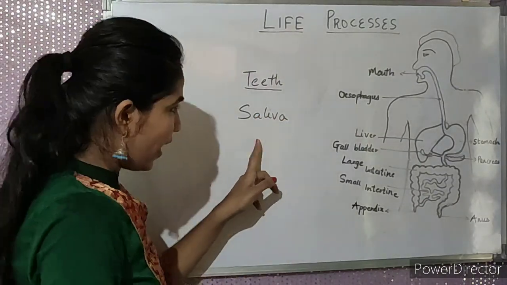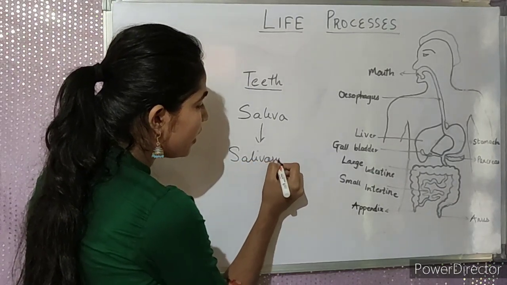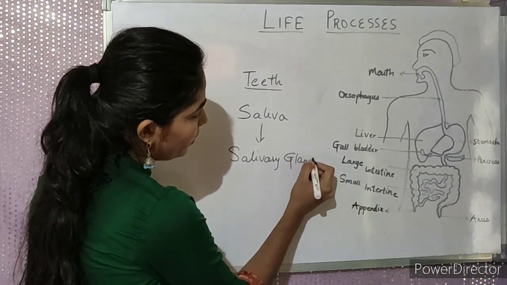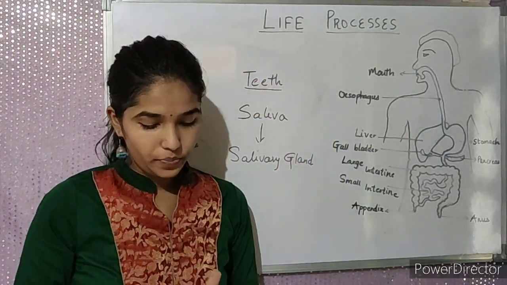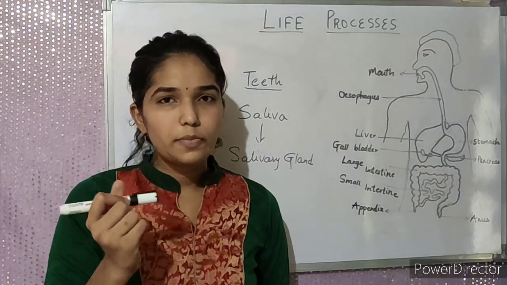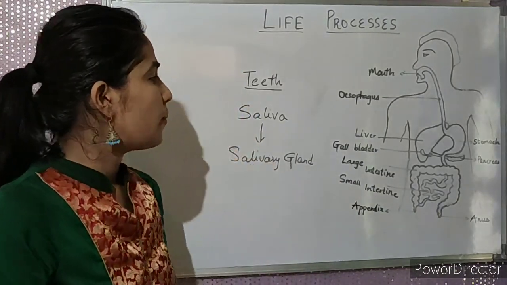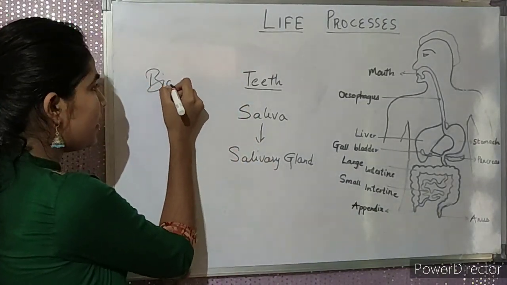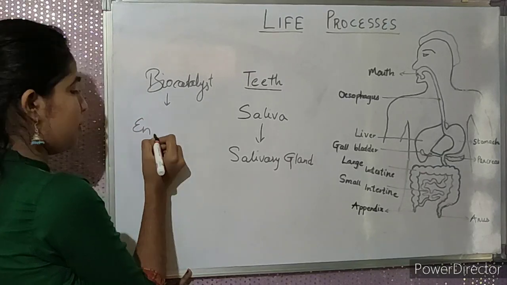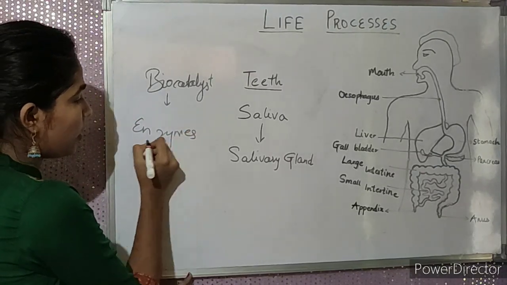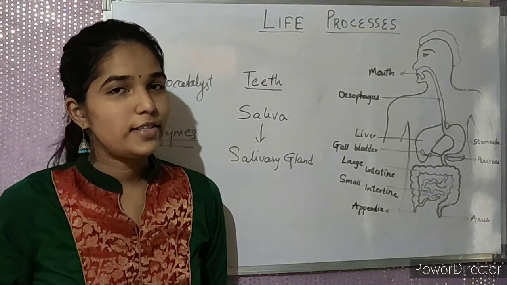Okay, so it is the saliva which is secreted by the salivary gland. Okay, so it is the saliva which then gets mixed up with the food. Now the food is big, or it is a complex molecule which needs to be broken down into smaller molecules. So it is done by biocatalysts. So who are they? They are the enzymes. Okay, so this enzyme breaks down complex molecules into simpler ones.